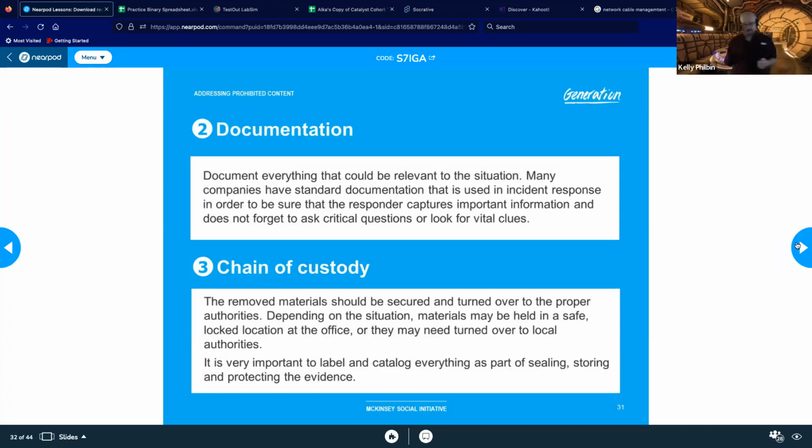Documentation. Coming up on essentially like a crime scene, we do have to kind of be, you know, criminal investigators to a point. Everything relevant to the situation should be documented, pictures, what have you. Many companies may have standard forms of documentation that need to be filled out with regards to the incident response, and the responder should be able to capture all that relevant information, be able to, you know, here's a list of questions that need to be asked, blah, blah, blah, and look for essentially vital clues. I bet y'all didn't think you were going to become crime scene investigators. But it is possible.